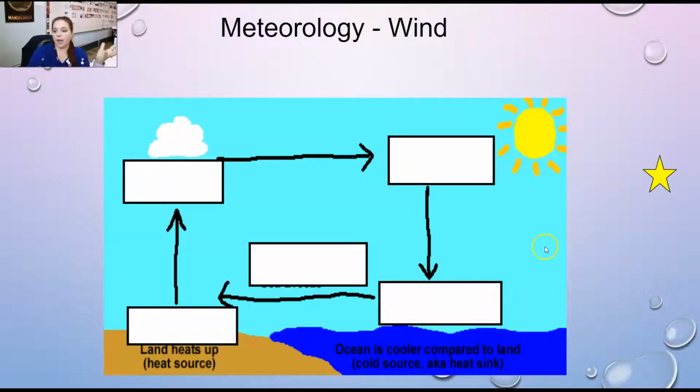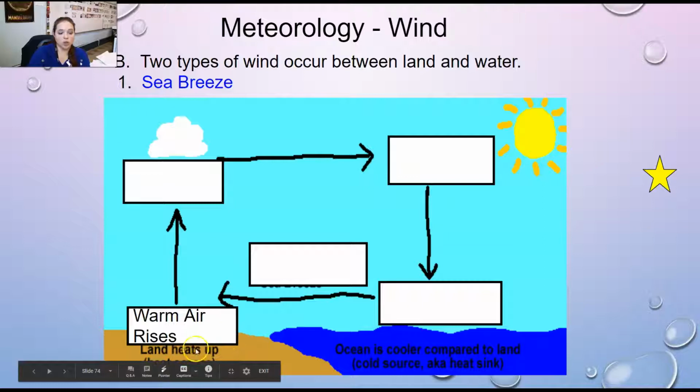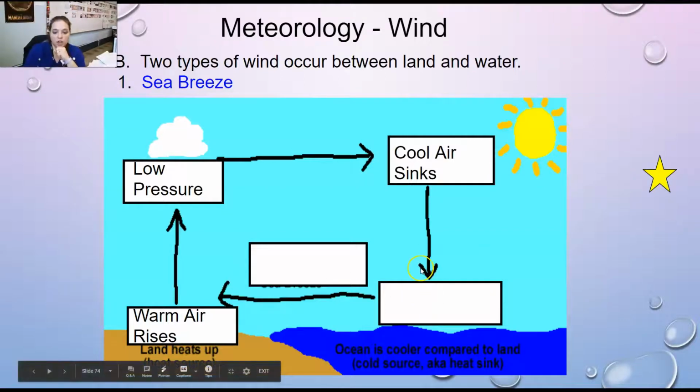All right, so what the heck is this? Well, there are two types of wind that occur between land and water. Have you ever been to a beach? You notice that sometimes there are breezes coming off the water. This is called a sea breeze. It typically happens during the day. We know that the sun heats up the land faster than the water. So the warm air from the land heats up and rises, and as it rises, that's a low pressure because it's all spaced out. It hits up top, and then it starts traveling along until it's out over the water.